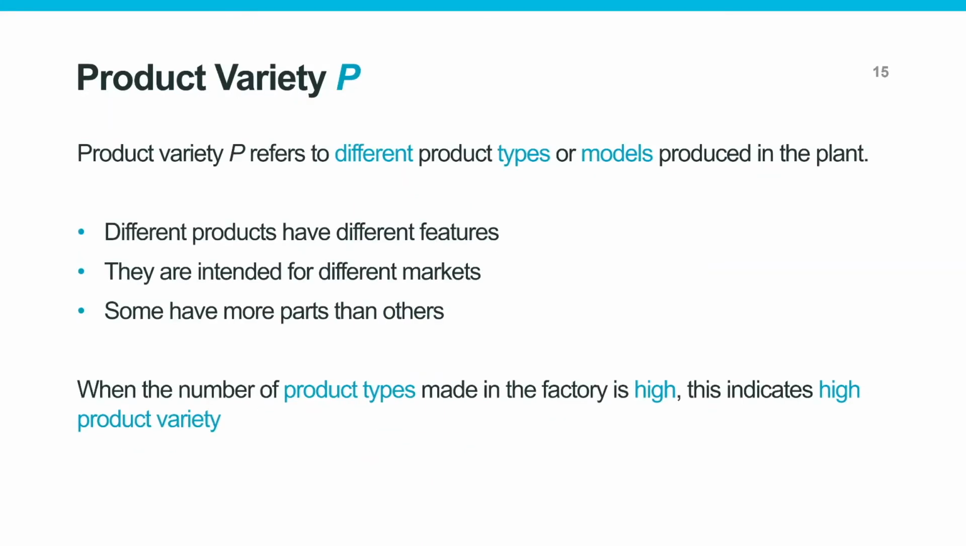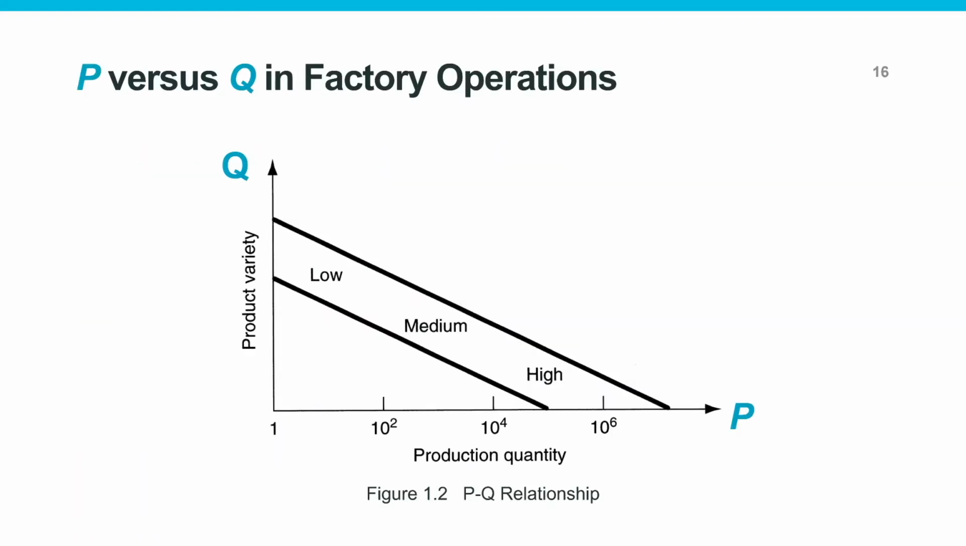Product variety refers to the different product types or models produced in the plant. Different products have different features, are intended for different markets, and some have more parts than others. When the number of product types made in the factory is high, that indicates a high product variety. Product variety and production quantity have an inverse relation with each other. For instance, with a low product variety, you can have a high production quantity. And with a high product variety, you go with a low production quantity.